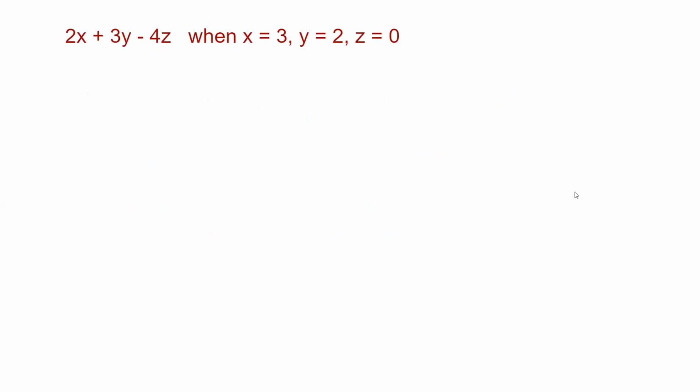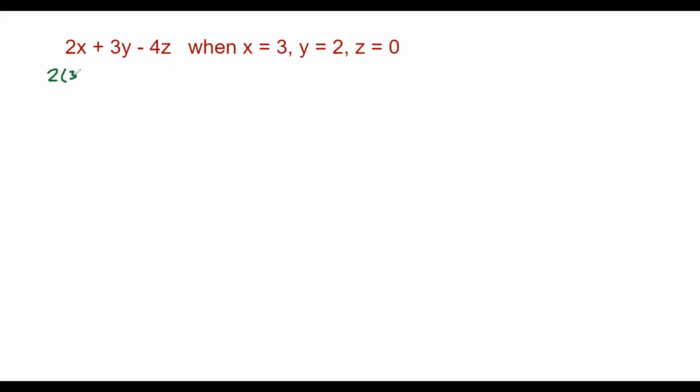Here's the first one. 2 times x plus 3 times y minus 4z when x is equal to 3, y is equal to 2, and z is equal to 0. So when I'm rewriting this, I'm going to write it like this. I'm substituting 3 for x, then we have addition. We're multiplying 3 times y, which is 2. And then we're multiplying 4 times z, which is 0.